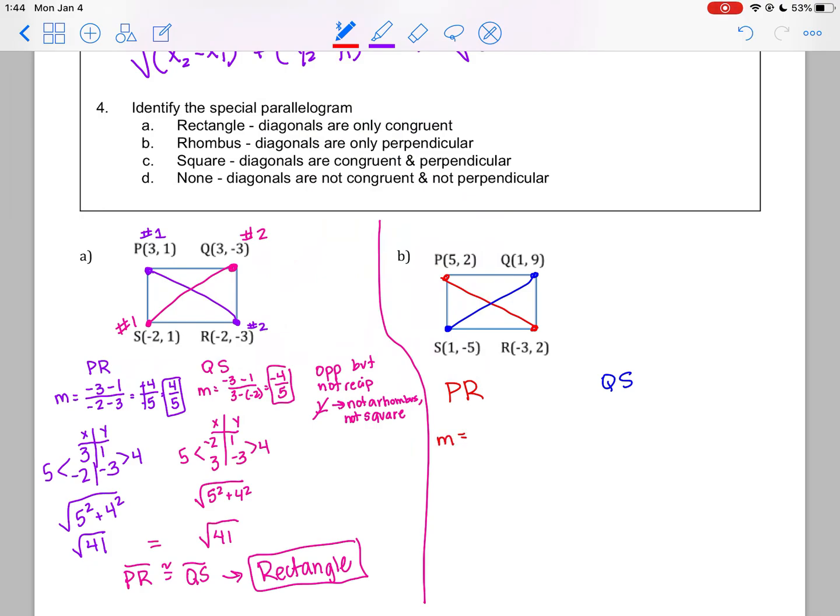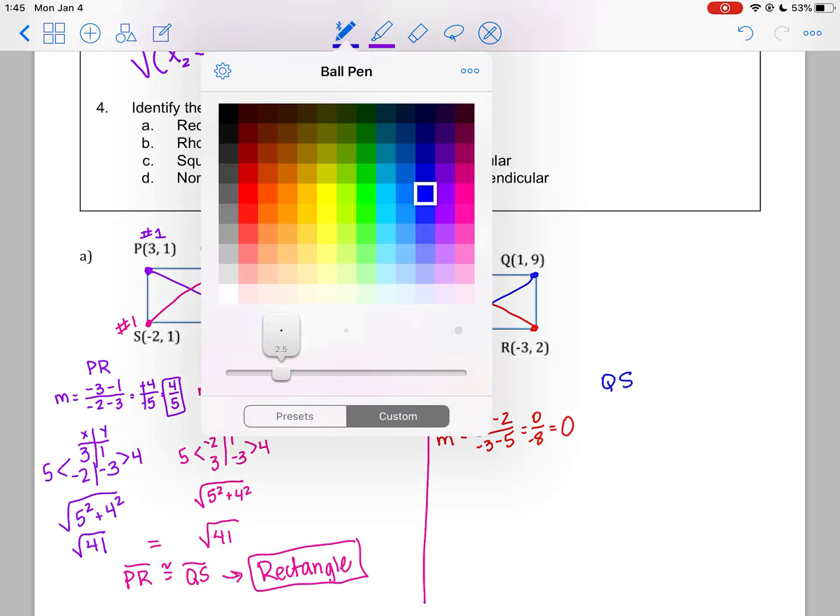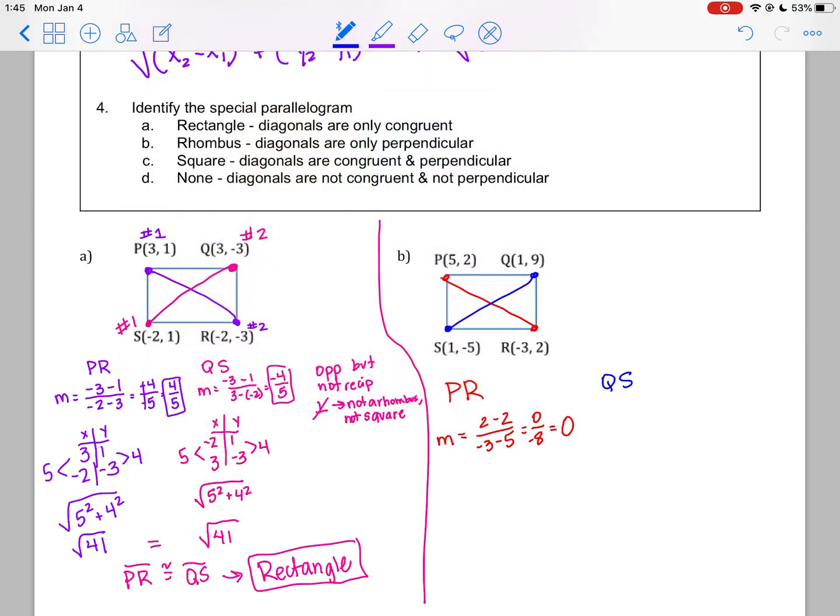The first thing we did with those was we found the slope. For the slope formula for P and R, I'm going to do 2 minus 2 over -3 minus 5. That'll be 0 over -8, and we always reduce, so 0 on top makes a 0 slope. In order to be perpendicular to this, I'm looking for an undefined slope. I'm going to see if I get that whenever I find the slope of QS.